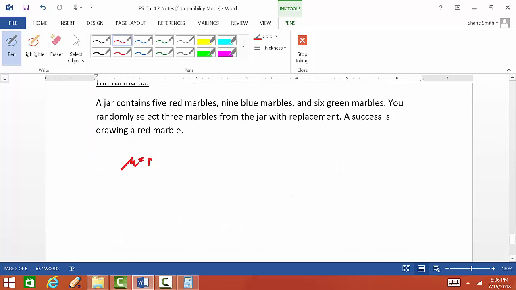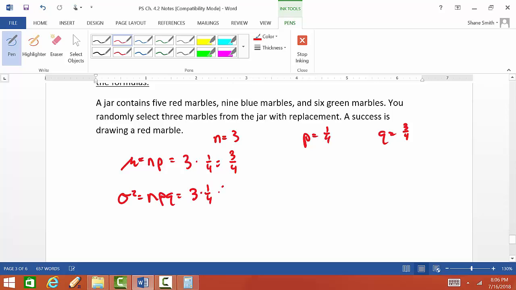So the mean is n times p. Remember we did 3 marbles. p is 1/4, q is 3/4. So that's 3 times a fourth, which is 3/4. Go back to the work that I had, you'll see the mean was 3/4. The variance is npq, which is 3 times 1/4 times 3/4. Go back to the work, you'll see 9/16. And then the standard deviation is the square root of npq, which is the square root of 9/16, which is 3/4.